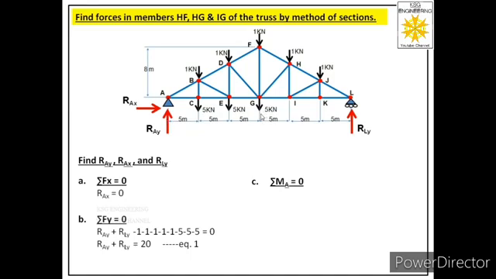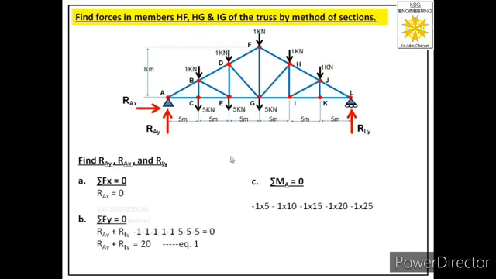Then we have a 5 kilonewton force acting at joint G. It will also generate clockwise moment, so we have to consider that negative, and its magnitude will be 5 into 15. Then we have a 5 kilonewton force acting at joint E, and it will also generate clockwise moment, so we have to consider this as negative, and its magnitude will be 5 into 10. Then we have a 5 kilonewton force acting at joint C. It will also generate negative moment, and its magnitude will be 5 into 5.